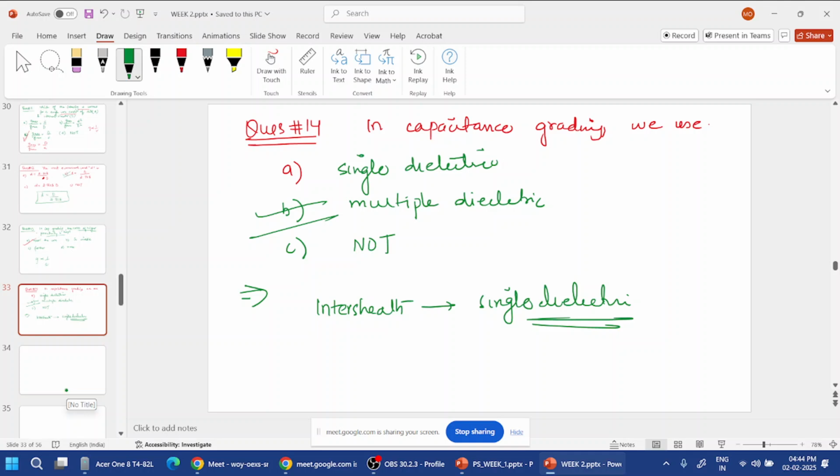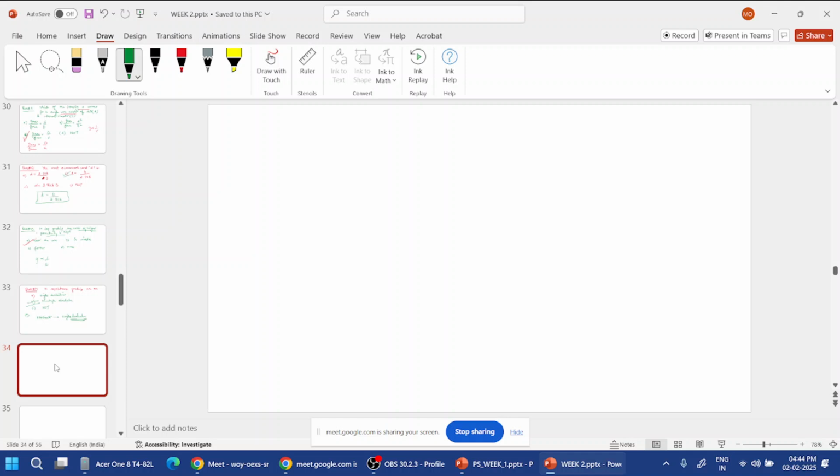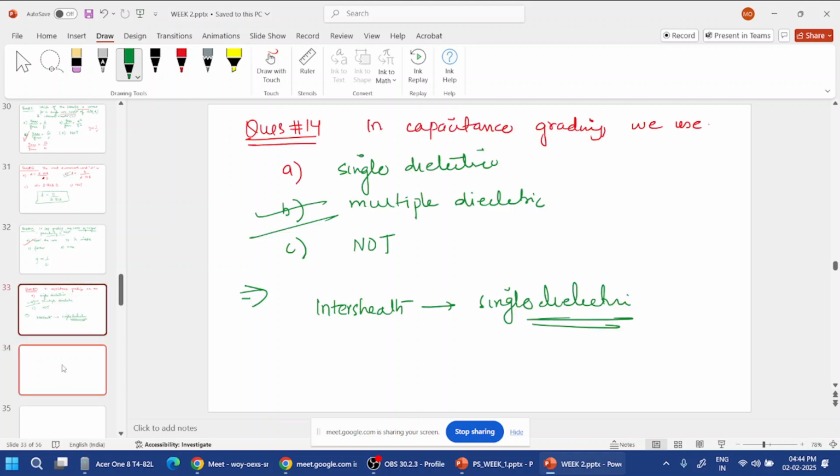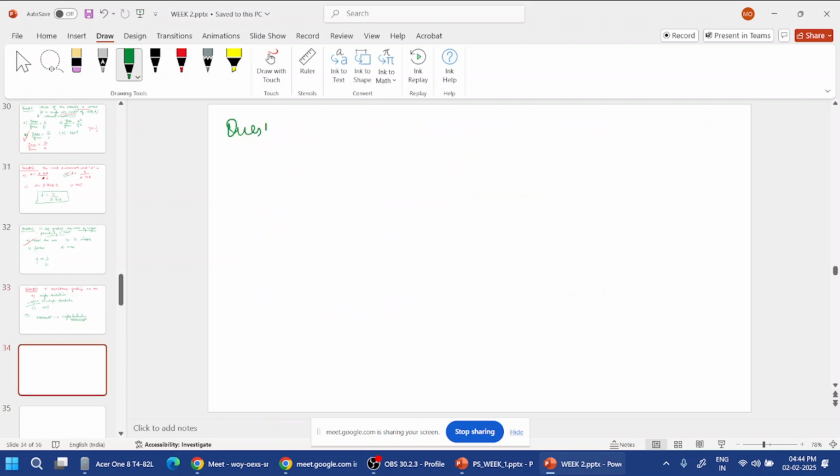Now we will move on to another question. Let me give you another question so it will be better for you to understand. You have to solve it and give me the answer. It's a simple question. A single core cable. It gives the answer for question number 13.